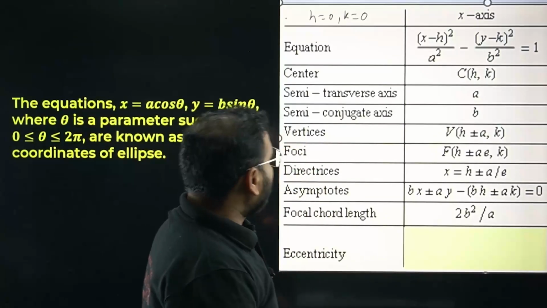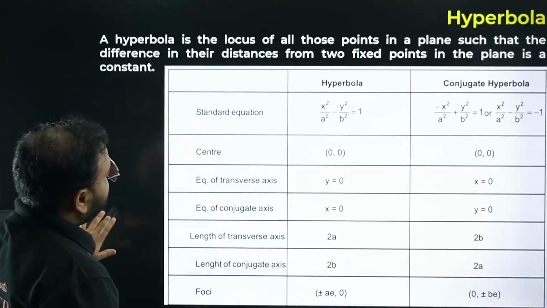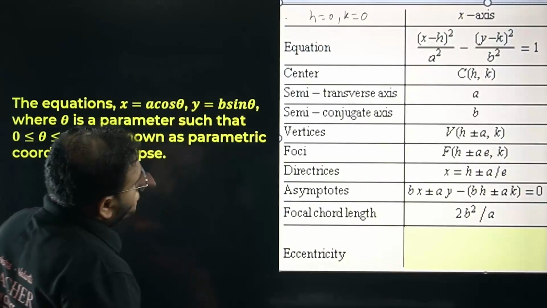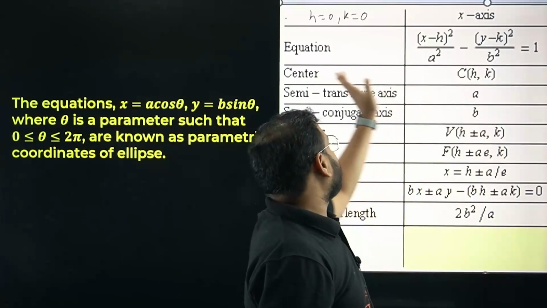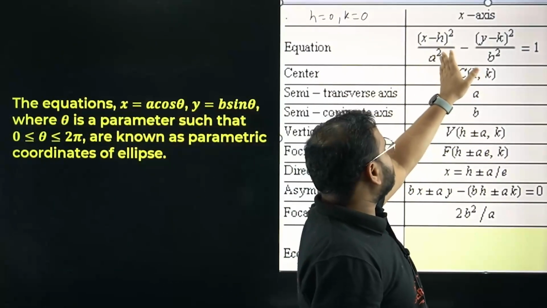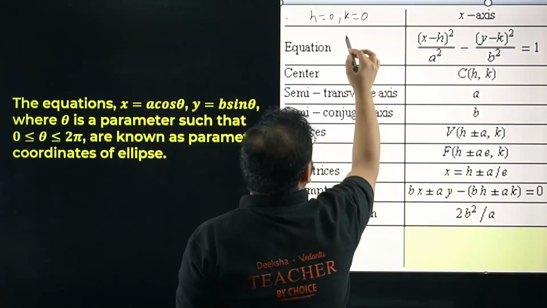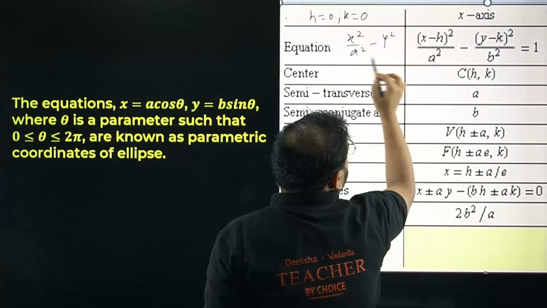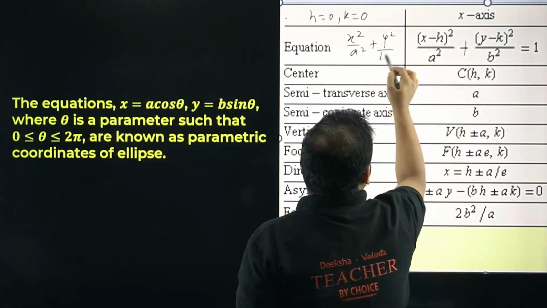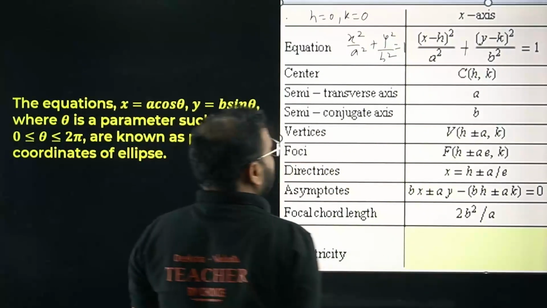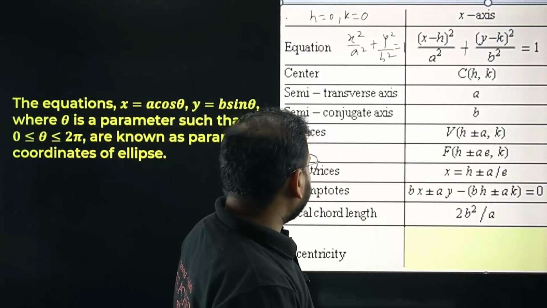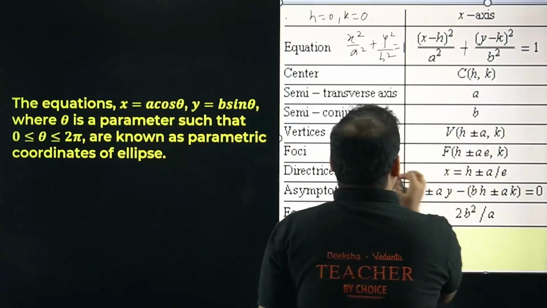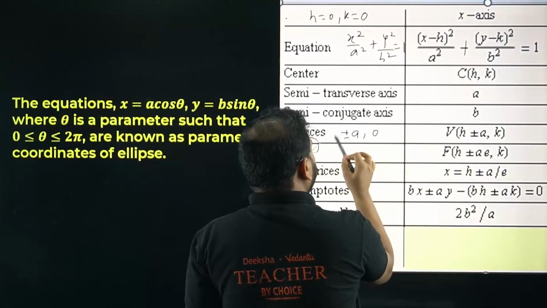What else do we have over here? Please check. Yeah, H comma K will be your center. When H and K are 0, it will become x square by A square plus y square by B square equals 1. It's an ellipse, right? Not a hyperbola. Please check. What will this be? Have a look. Plus and minus A comma 0 in this case.